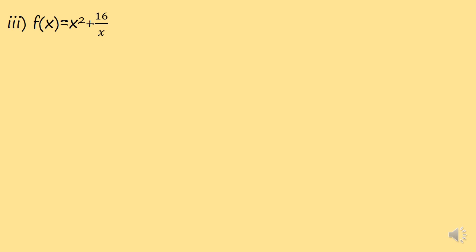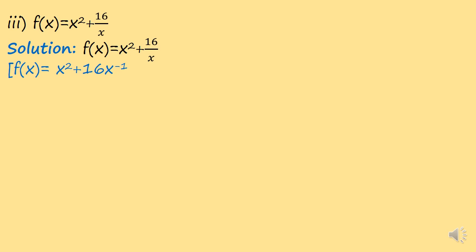The third question: f(x) is equal to x square plus 16 upon x is given. So we find f dash of x like this. Now whatever I've written in the square bracket over here in blue color is just for your reference. You are not expected to write all this in the exam, just to make you understand how we get the derivative of f(x).